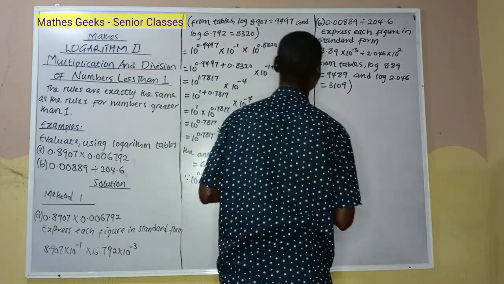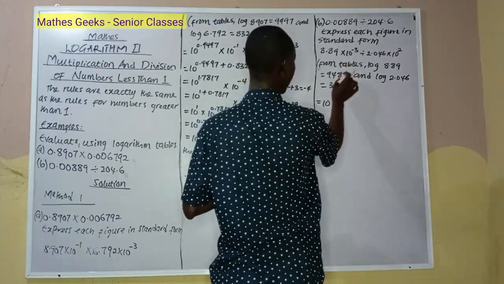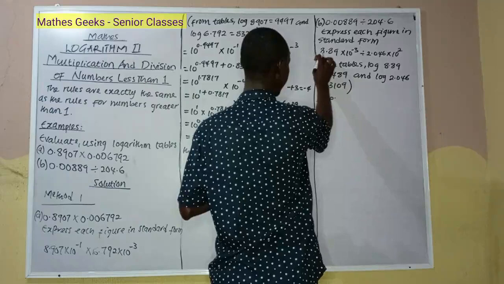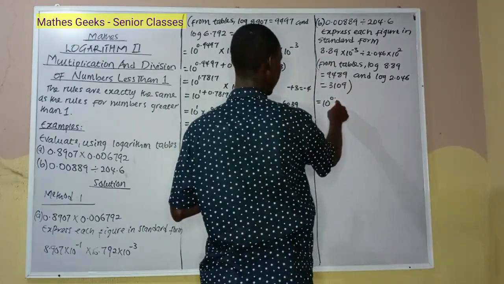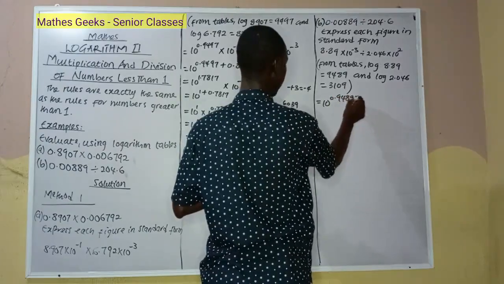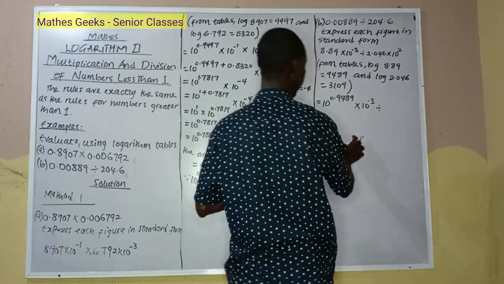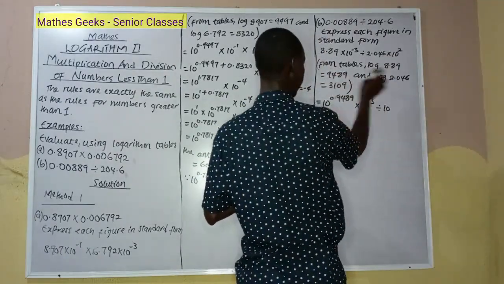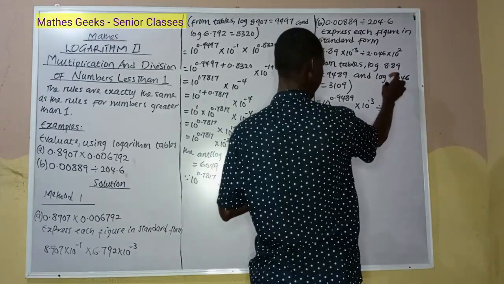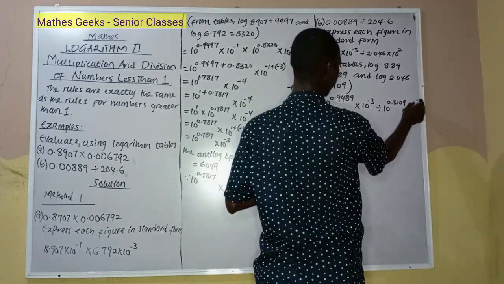So we come back here like we did before and express them. 10 raised to the log of this: 10 raised to 0.9489, since the characteristic here is 0, times 10 raised to minus 3, divided by 10 raised to 0.3109, since the characteristic of 2.046 is also 0 because we only have one figure before the decimal point, times 10 raised to the power 2.